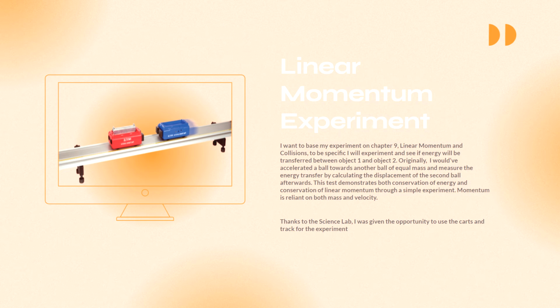In the linear momentum experiment, I want to base my experiment on chapter 9, linear momentum and collisions. To be specific, I'll see if energy will be transferred from object 1 to object 2. Originally I would have accelerated a ball towards another ball of equal mass and measured the energy transfer by calculating the displacement of the second ball afterwards. This test demonstrates both conservation of energy and the conservation of linear momentum through a simple experiment.